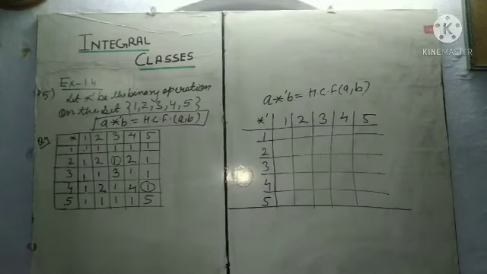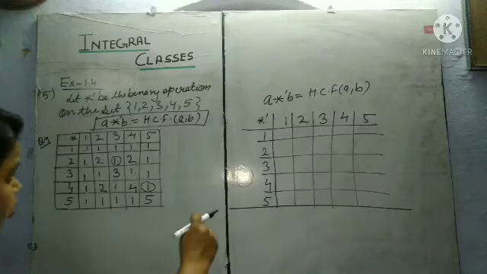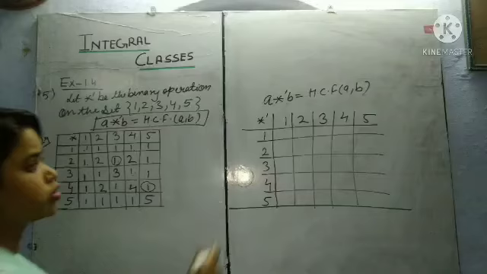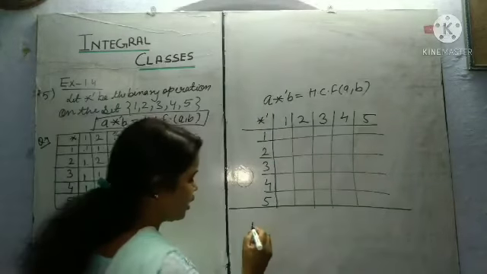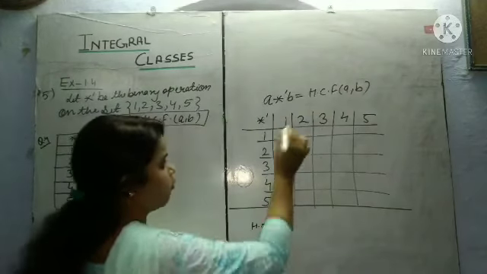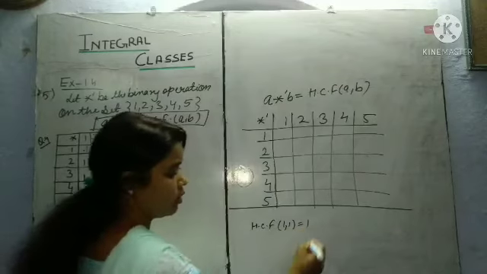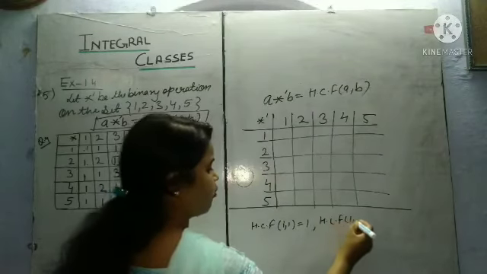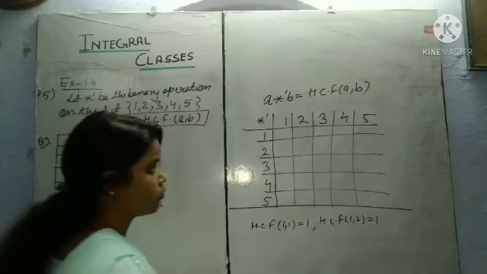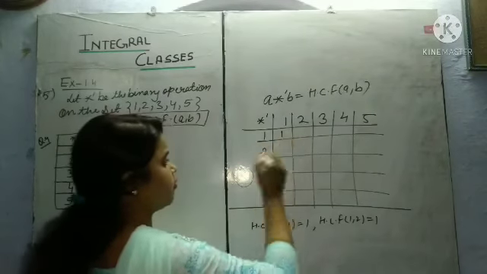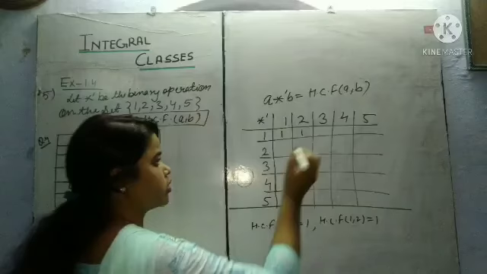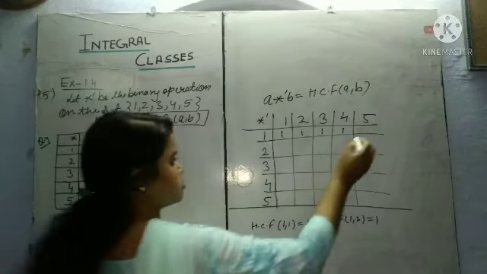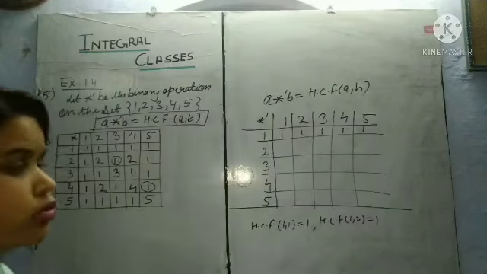So student, I have already written here the table of question number 4. Now we will first make the table of the operation star dash in question number 5. As we know, HCF of 1 and 1 is 1. HCF of 1 and 2 is also 1. Similarly HCF of 1 1 is 1, HCF of 1 2 is 1, HCF of 1 3 is 1, HCF of 1 4 is also 1 and HCF of 1 5 is also 1.